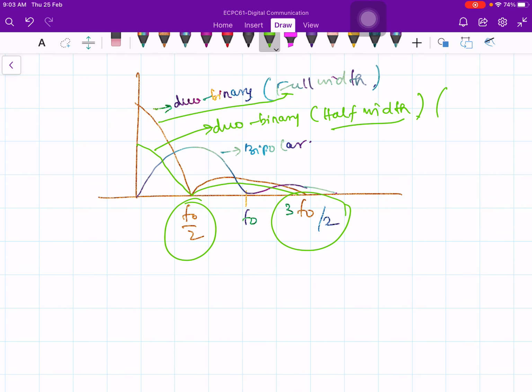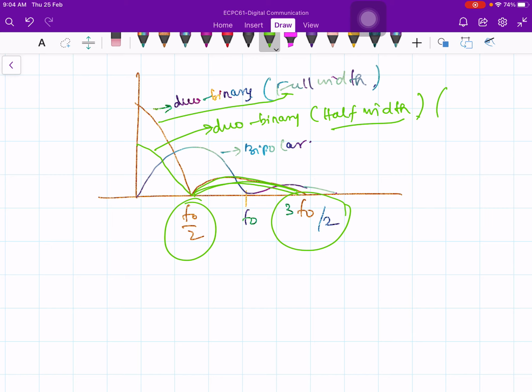Now if you look at this waveform, the second lobe is not small. Although it seems that we have achieved what we want to achieve, there is a small problem that you can notice. What is the problem? The problem is that the second lobe is not all that small as compared with the second lobes of bipolar or other schemes.